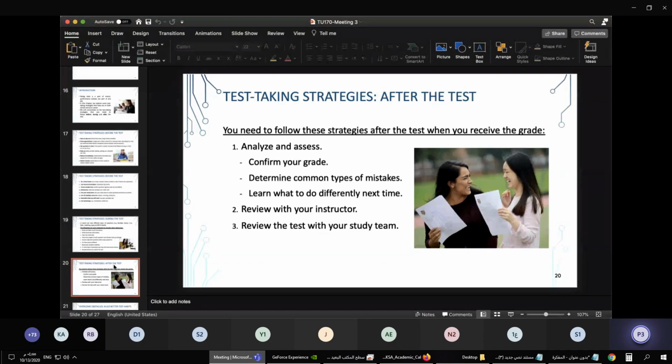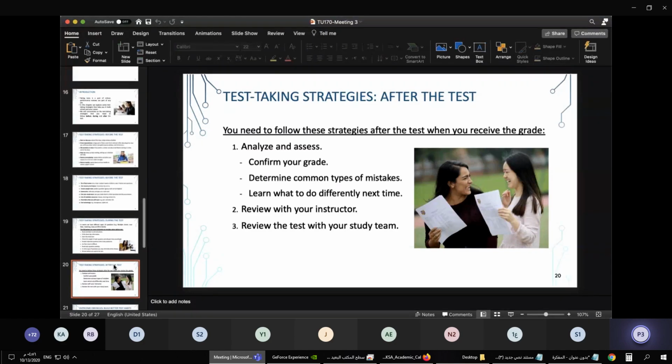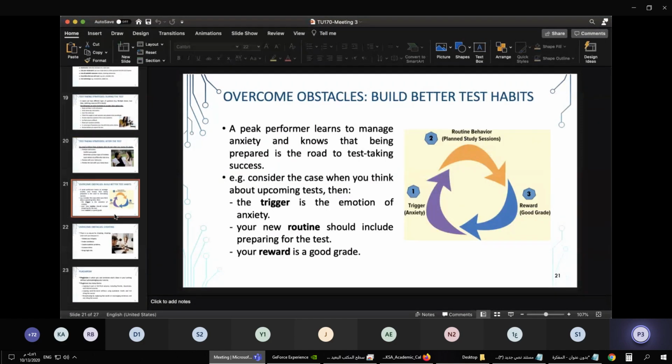Anyway, after the test, you need to follow these strategies. When you receive the grade, analyze and assess, confirm your grade, determine common types of mistakes, find your mistakes, and learn from these mistakes next time. Review with your instructor, the lecturer, and review also with your study team. We already talked about the trigger.